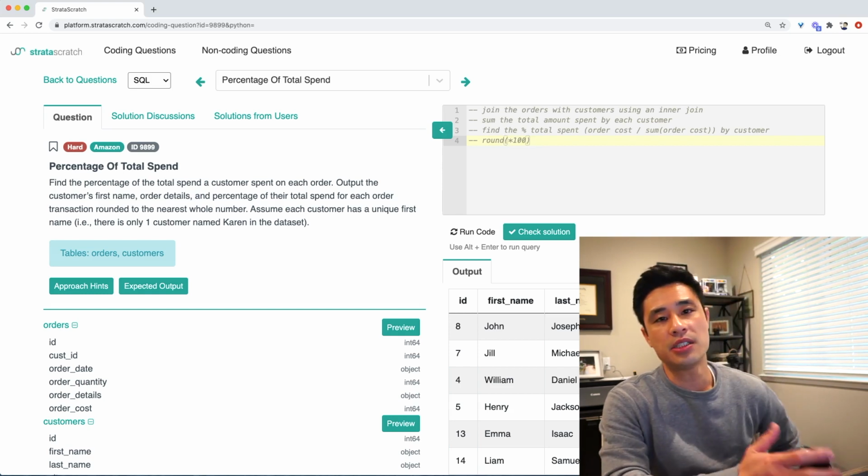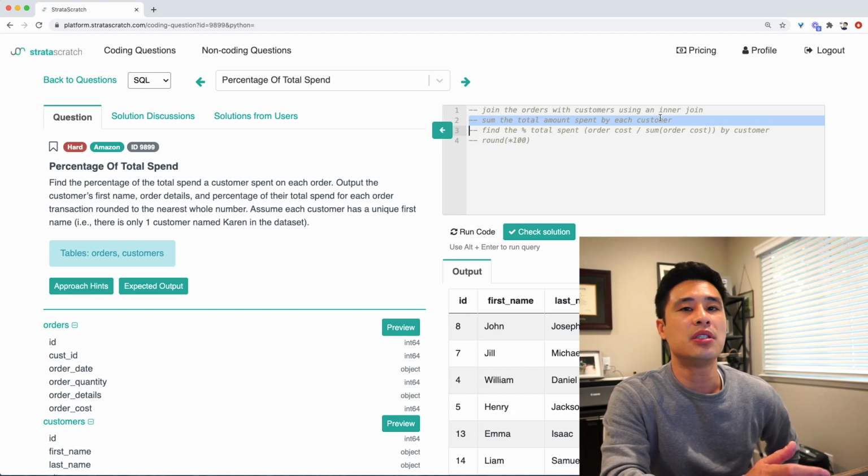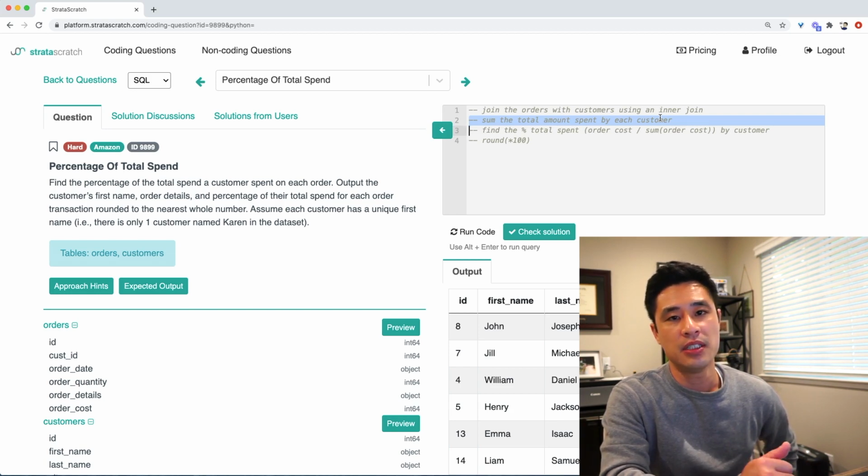All right, so that's a pretty simple approach, but the second part here, sum the total amount spent by each customer, is going to require some advanced SQL techniques. It's going to require a window function, specifically a partition by. So let's actually get started with the coding.